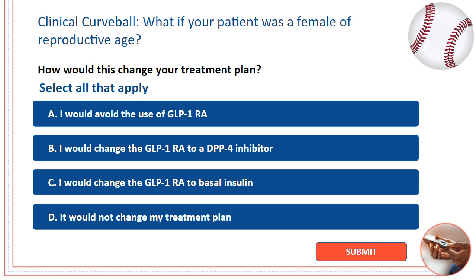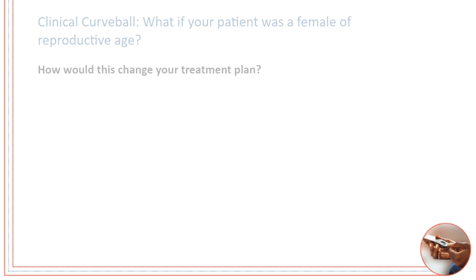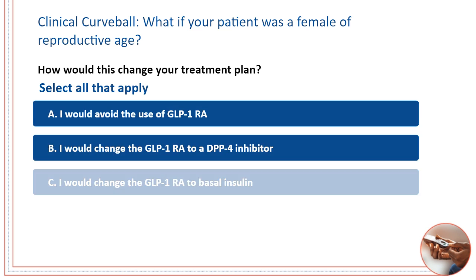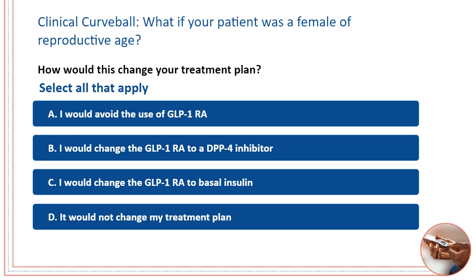Dr. Shubrook, what if your patient were a female of reproductive age? How would this change your treatment plan? Yeah, these are really good questions. So again, we're seeing more and more young people developing type 2 diabetes. And so we have more and more women who are of reproductive age who have developed diabetes, and we need effective treatments. We don't have any real long-term safety data with the GLP-1 receptor agonists in pregnancy.